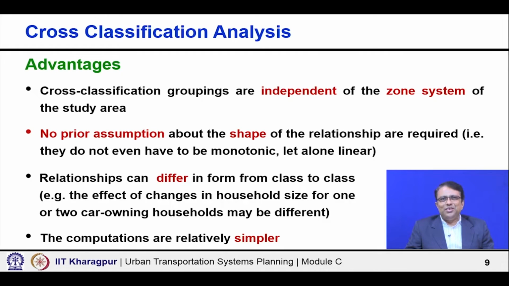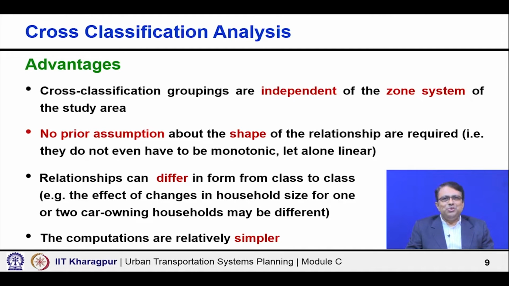So, it is the right time for us to look at these two approaches and try to understand the merits and demerits. Since we have now discussed only the cross classification, we will try to highlight the advantages and disadvantages of the cross classification technique, but obviously the comparison is being made. Easily you can understand and compare it with the other method. So, let us see, the first one is advantages. The cross classification groupings are independent of the zone system of the study area.